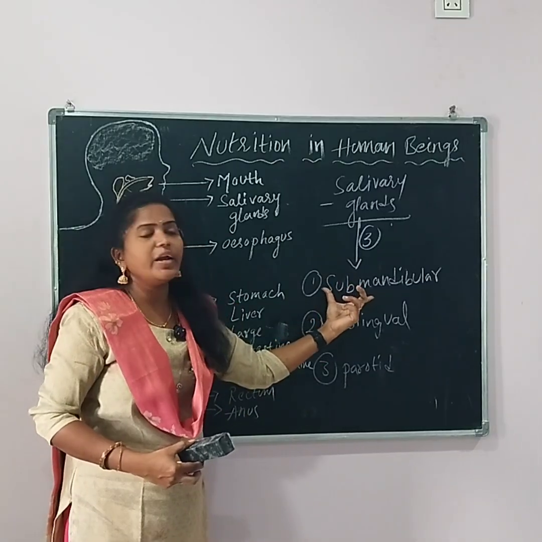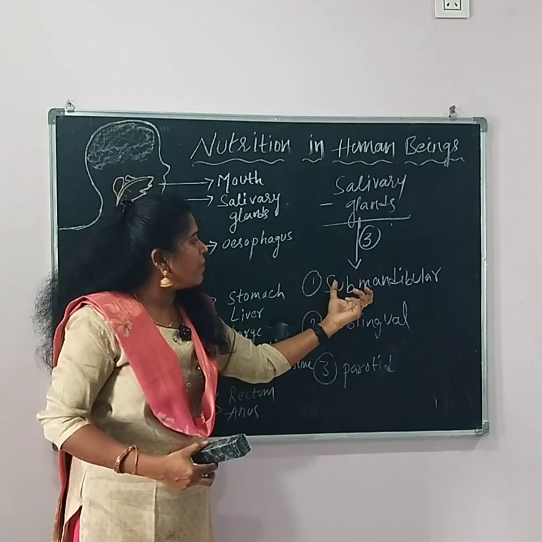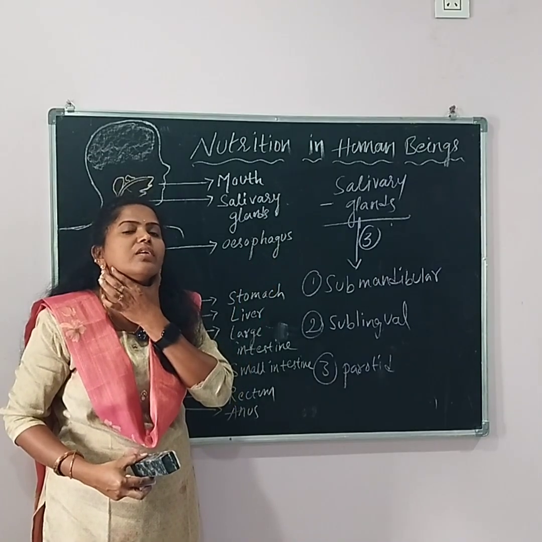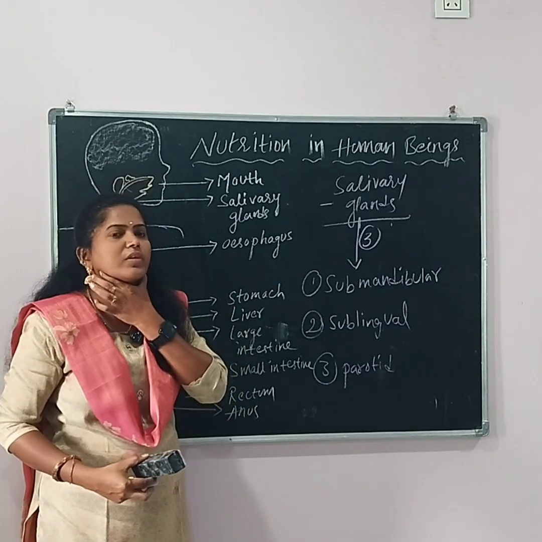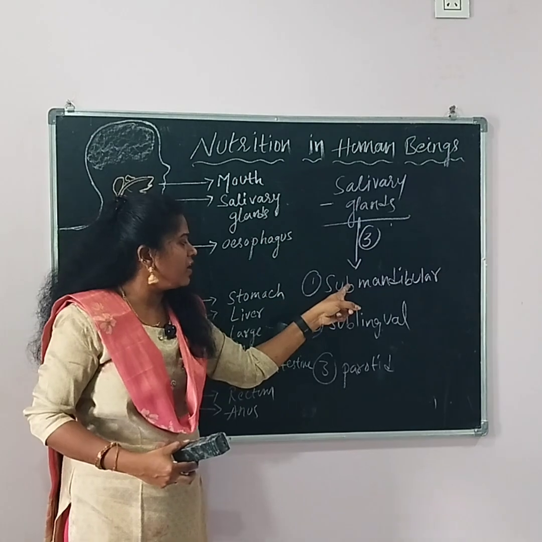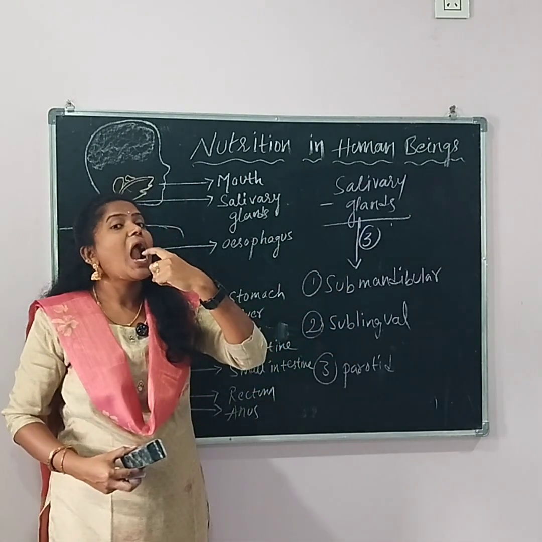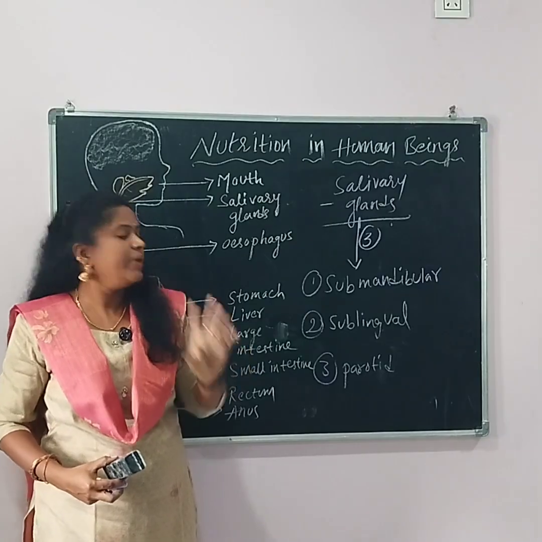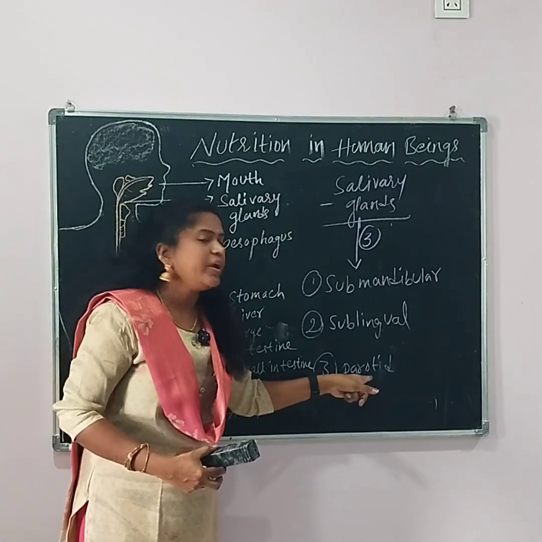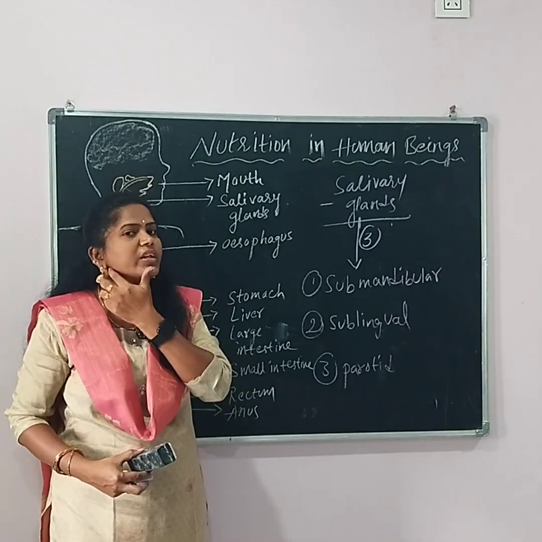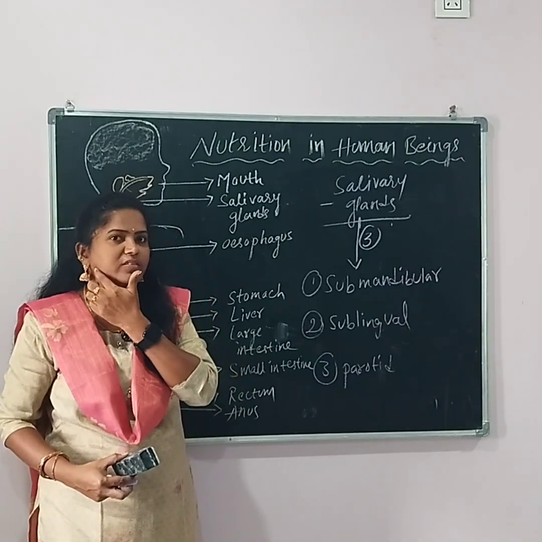The submandibular salivary glands are present at the side of the jaw. Next, the sublingual glands are present below the tongue. Next, the parotid glands are present near the ears, at the side of the ears.